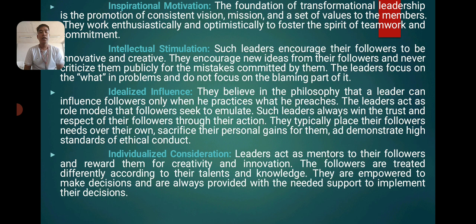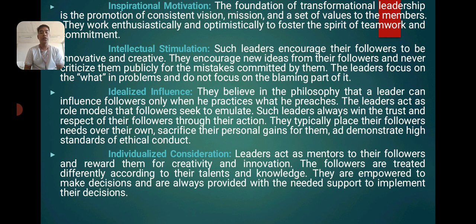Idealized influence. They believe in the philosophy that a leader can influence followers only when he practices what he preaches. The leaders act as role models that followers seek to emulate. Such leaders always win the trust and respect of their followers through their actions.